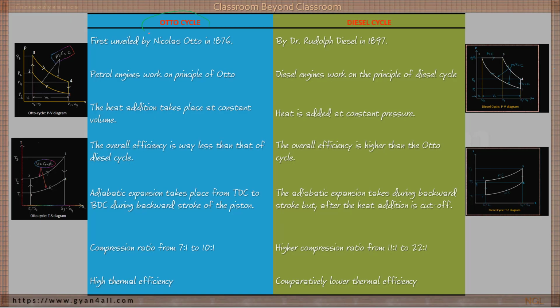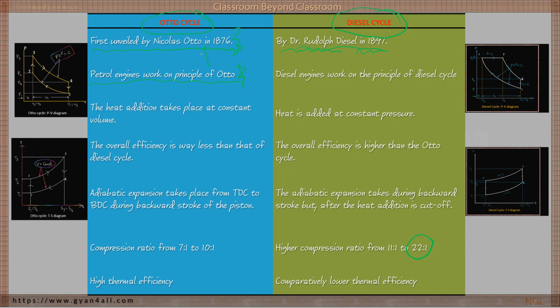So what is the difference between Otto cycle and diesel cycle? If you have any question you can ask by the time. The Otto cycle was unveiled by Nicholas Otto in 1876, and the diesel engine was unveiled by Rudolf Diesel.